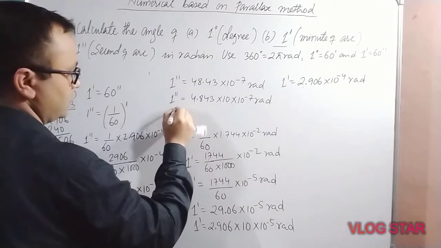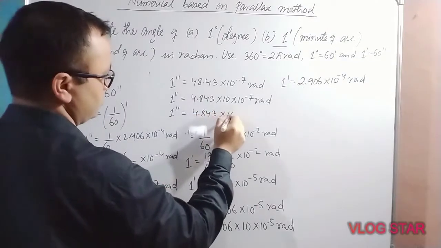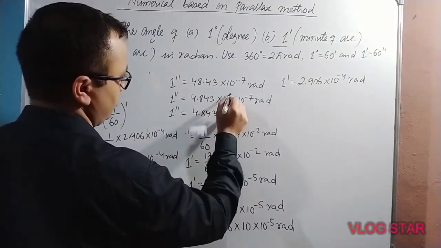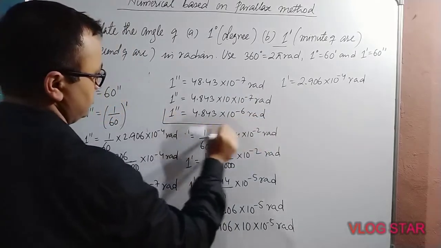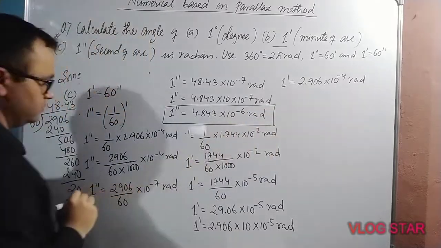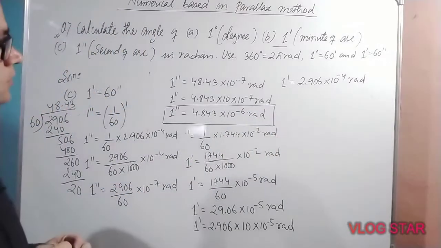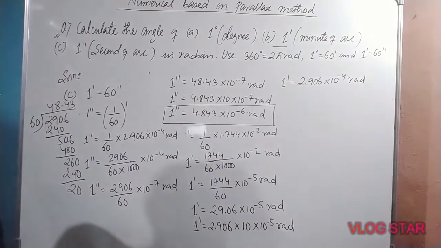So 1 second equals 4.843 into 10 to the power minus 6 radian, because 10 to the power 1 minus 7 is 10 to the power minus 6 radian. Now these are the case of degree in terms of radian. Now move to the next question.